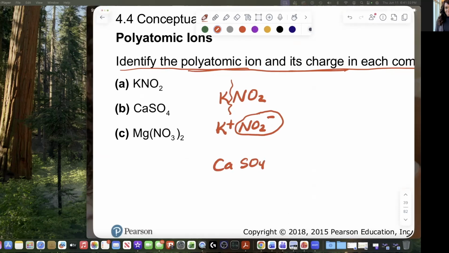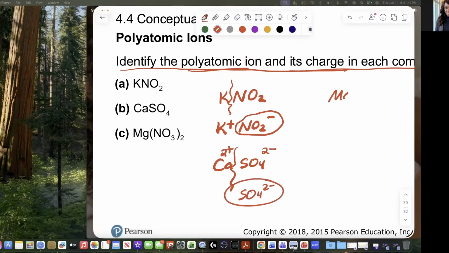CaSO4. Where is the metal? That's common right here. This is the breakoff point. Calcium is normally +2, so it makes the whole SO4 2 minus to make the compound neutral, right? This once again is a polyatomic ion right here.